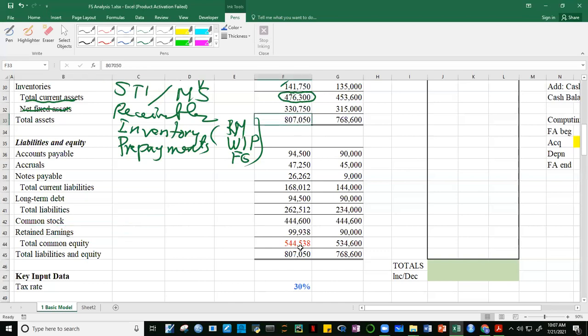So sabi nga natin, magkapareho yung dapat, they should be. Kasi that's the fundamental basic accounting equation. Assets is equal to liabilities plus equity.